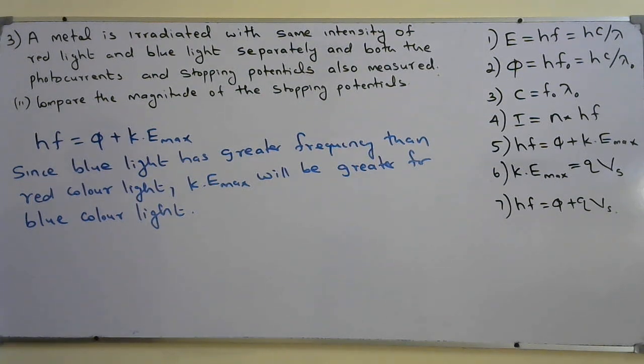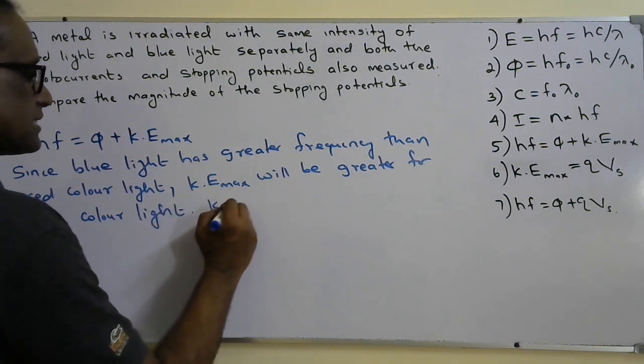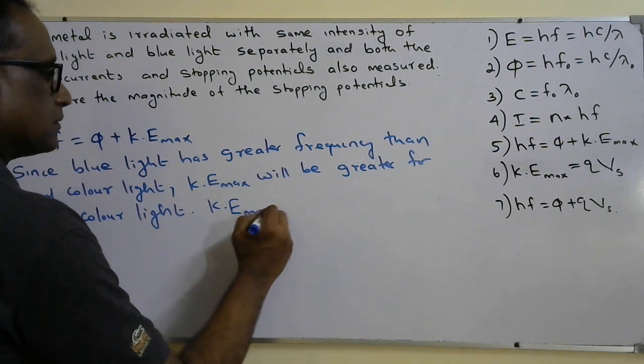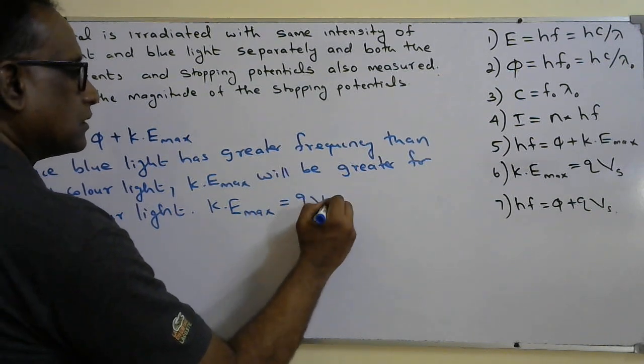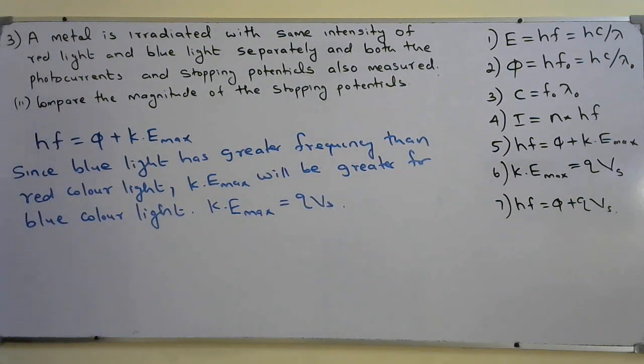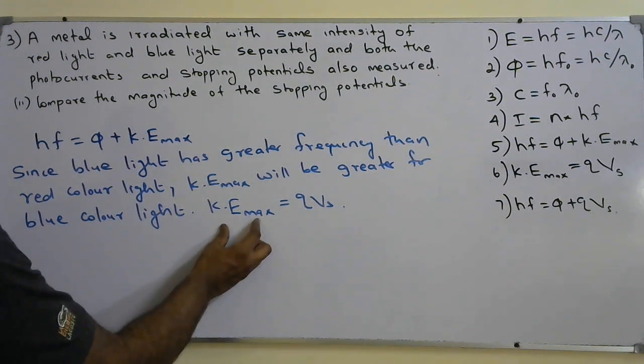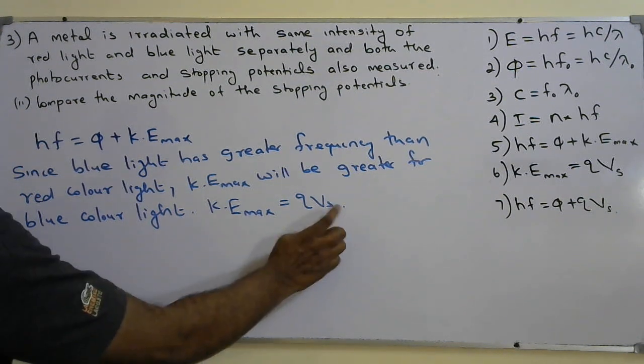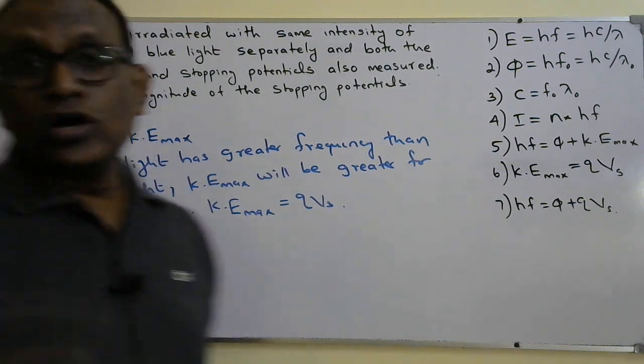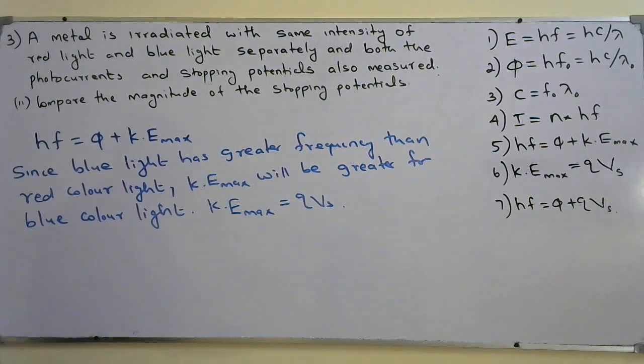So then you can say KE max equal QVS. Then you can write the conclusion. For blue color light, KE max is greater, which means the stopping potential will be more for blue color light. That you should give as the final conclusion.